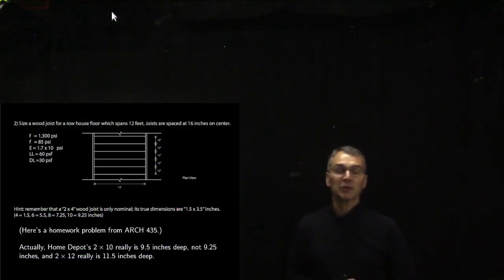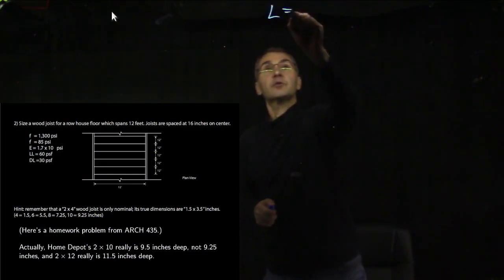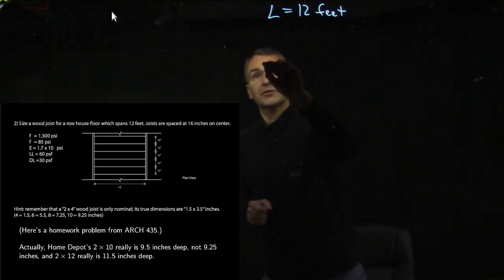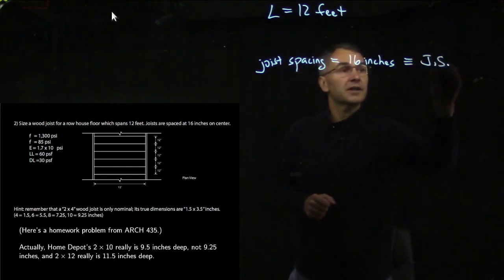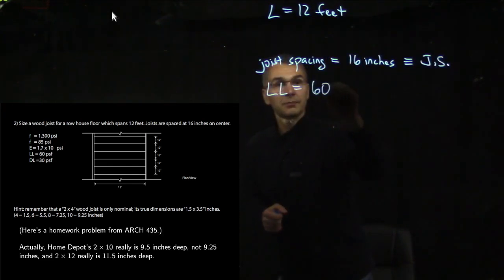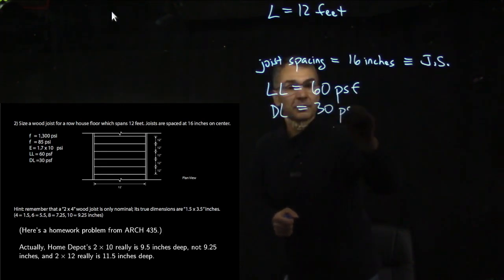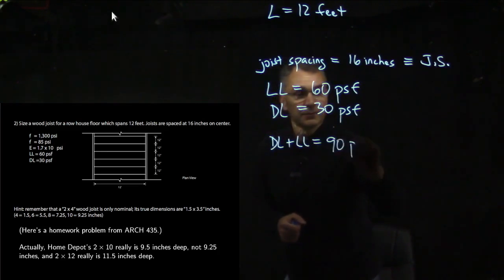Here is an actual homework problem from Professor Farley's structures course. Size a wood joist for a row house floor, which spans 12 feet. We have L equals 12 feet. Joists are spaced at 16 inches on center. Okay, so joist spacing equals 16 inches. So I'm going to call this JS. And he is telling us that the live load is 60 pounds per square foot. Whoa. And the dead load is 30 pounds per square foot. So the dead load plus the live load is 90 pounds per square foot.